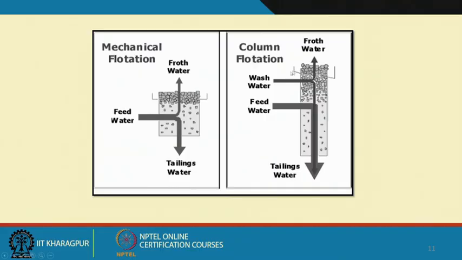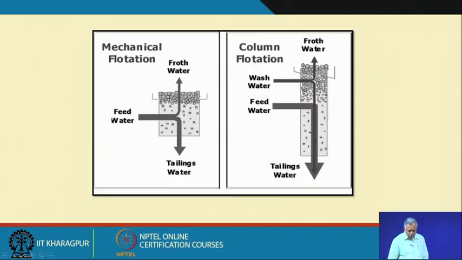Whereas, in the column cell, you see that there is a wash water here. So, there are two locations where you are adding water to the system, and this wash water basically helps in dislodging your entrained particles and you are forcing them to report to the sink. That is how you are getting a better quality of product.